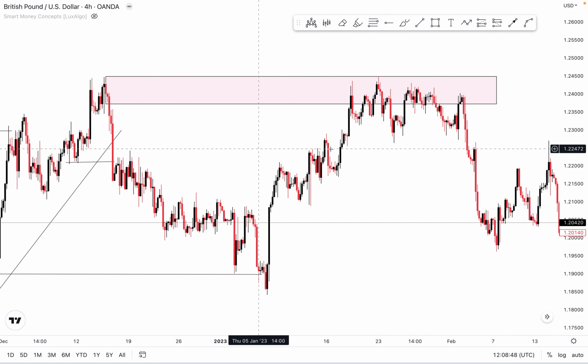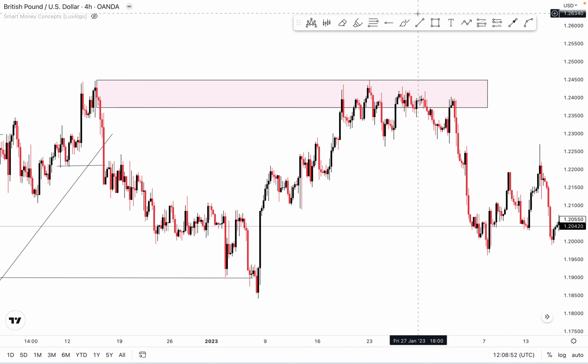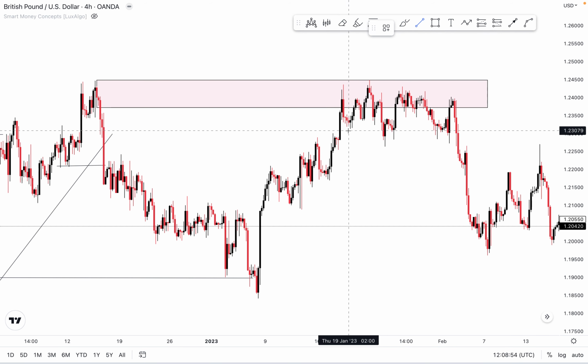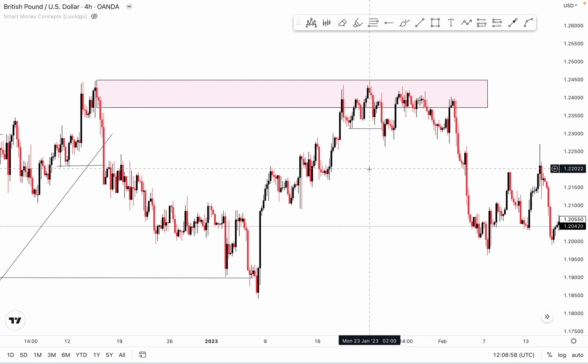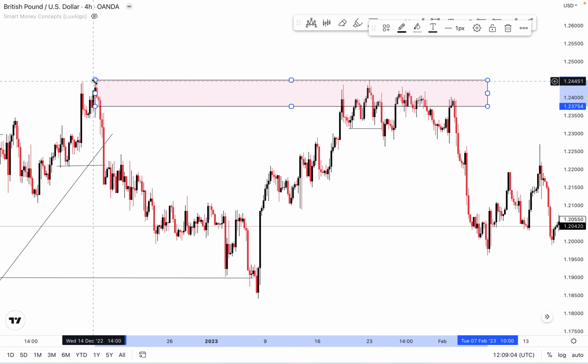Now see the reaction price gave us when it got to this area. We had what here? A change in character again on the 4-hour time frame, again indicating that this premium zone is very strong, which is now acting as a supply zone. Price is about to change course from that whole area.